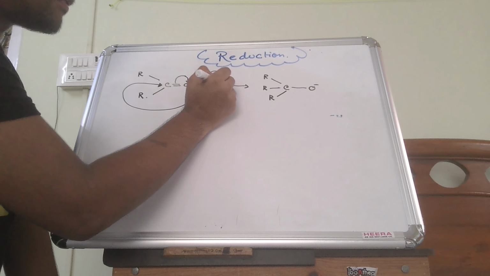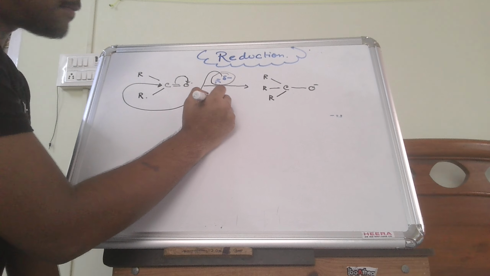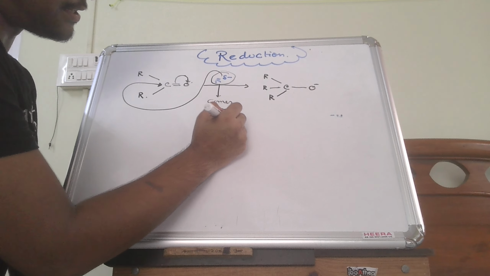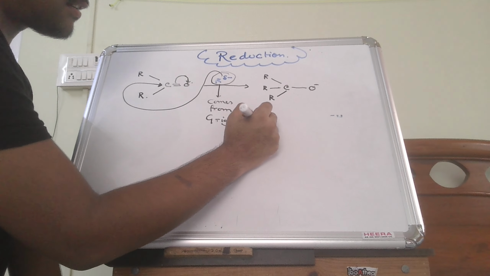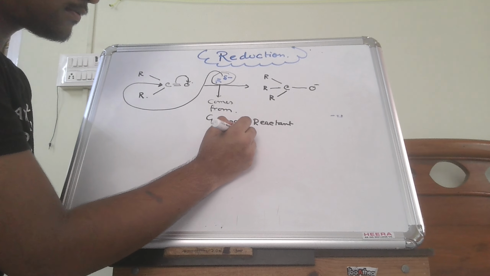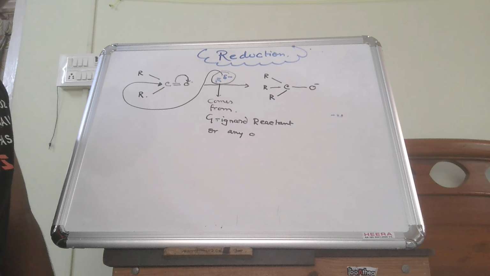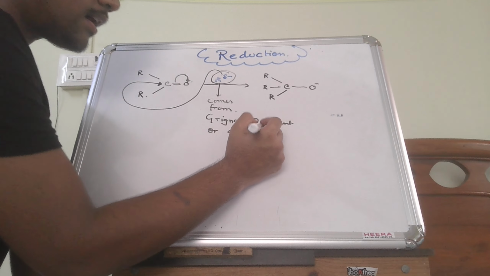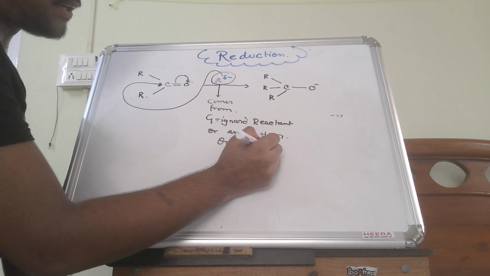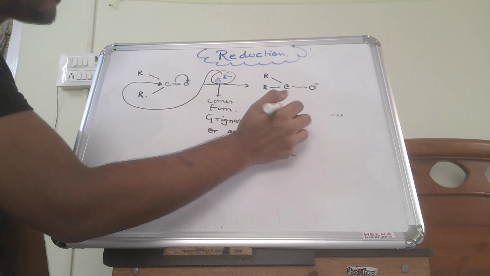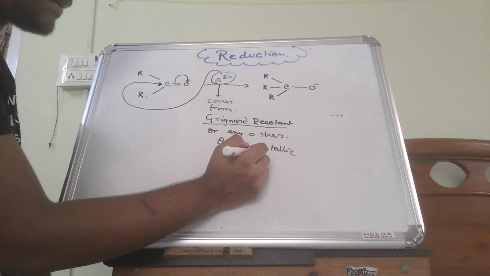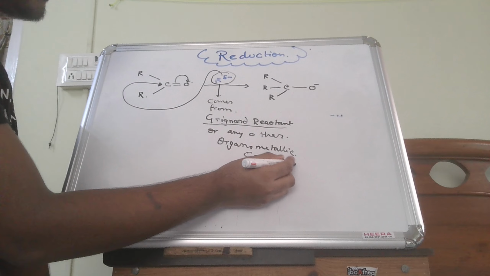We all know, and it's a very important reagent, R delta minus comes from the Grignard reagent. You can also use the Grignard reagent or any other organometallic compounds. Now we will be using only the Grignard reagent because it is the only one in our syllabus. We will not use any other organometallic compounds.